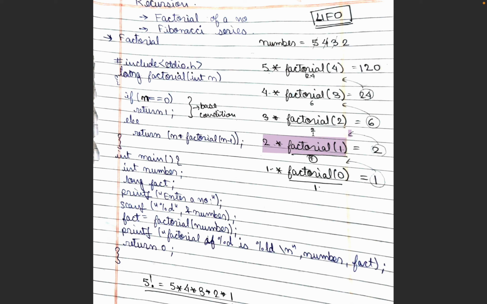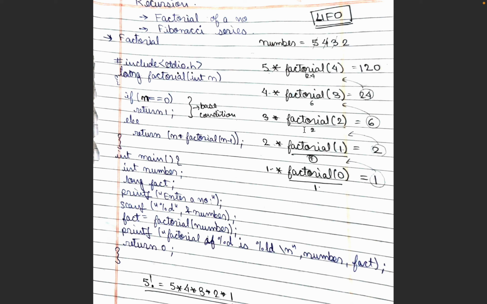Before returning the value we need to calculate the whole statement. So 2 into 1 will be 2, the answer. So this whole statement gives us 2. That is the answer of the previous call. So this 2 is the same answer as this 2. Factorial 2 has the value 2, this one.